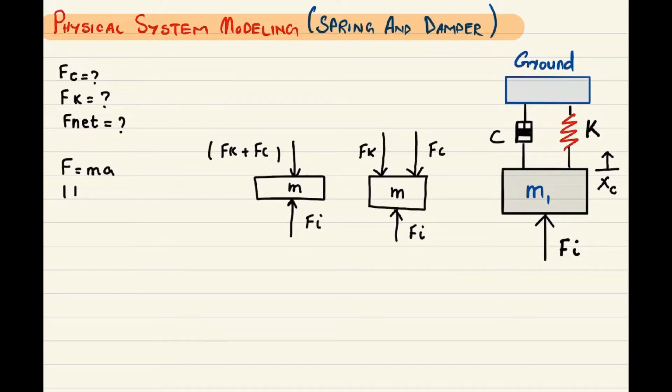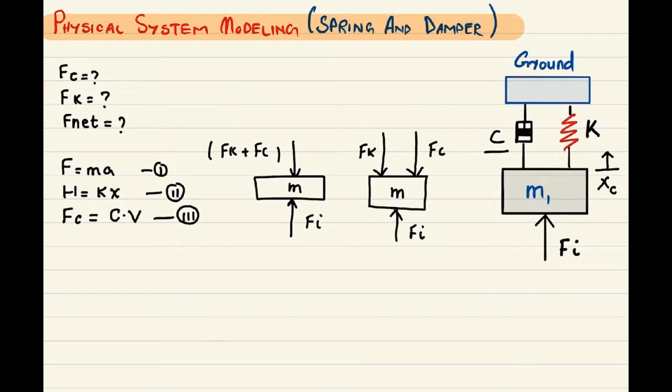And because we are using the spring constant, we are using k times x. We are using the damping coefficient c, so we know that the force produced by the damper will be the damping coefficient times the velocity. So let's give this equation number 1. This is our equation number 2, equation number 3.